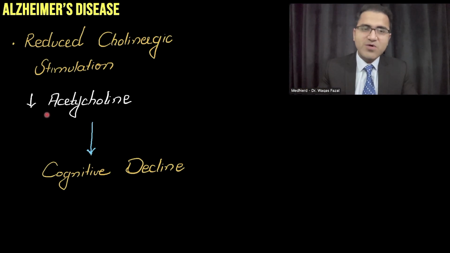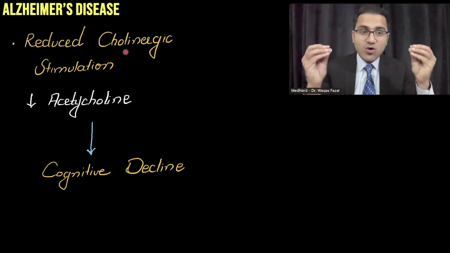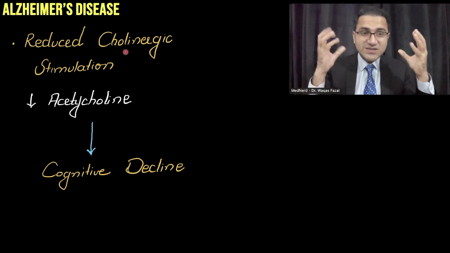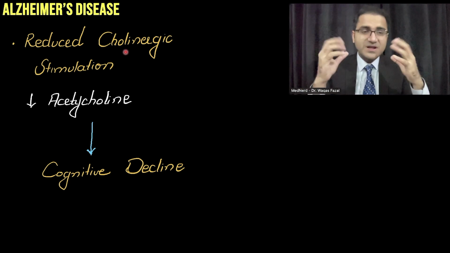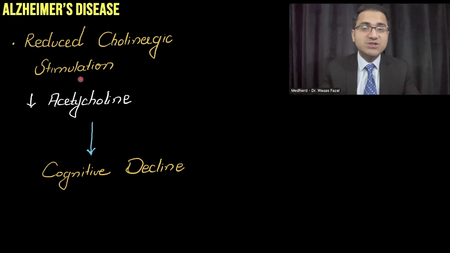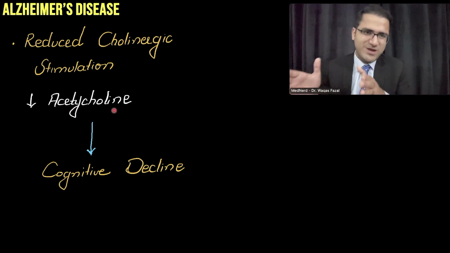Now, another important part of pathophysiology in these patients is that these patients have reduced cholinergic stimulation. Remember, acetylcholine has a stimulant effect in the brain. In the brain, cholinergic stimulation is reduced in patients with Alzheimer's disease. Less acetylcholine leads to less stimulation and cognitive decline in these patients. Now, in the treatment of Alzheimer's disease, what we will try to do is that we will try to increase this acetylcholine. Therefore, understanding the pathophysiology is very important.